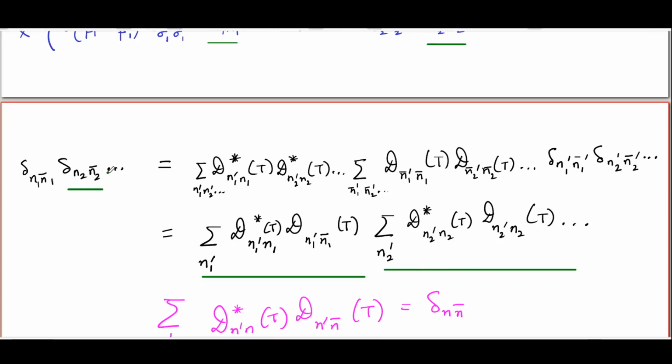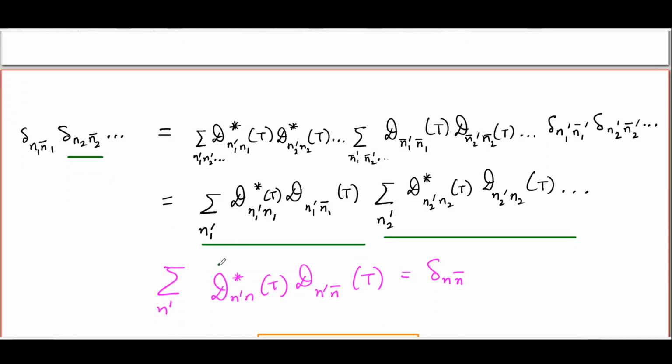An immediate consequence of this will be, we can write all of these together as a single equation basically, sum over all n prime. So what was n1 prime, n2 prime, etc. separately there, I'm just calling n prime now. Curly D star n prime n t and curly D n prime n bar t must be delta n n bar. This works no matter whether n is n1, n bar is of course n1 bar and so on, or n is n2 and n bar is n2 bar and so on.